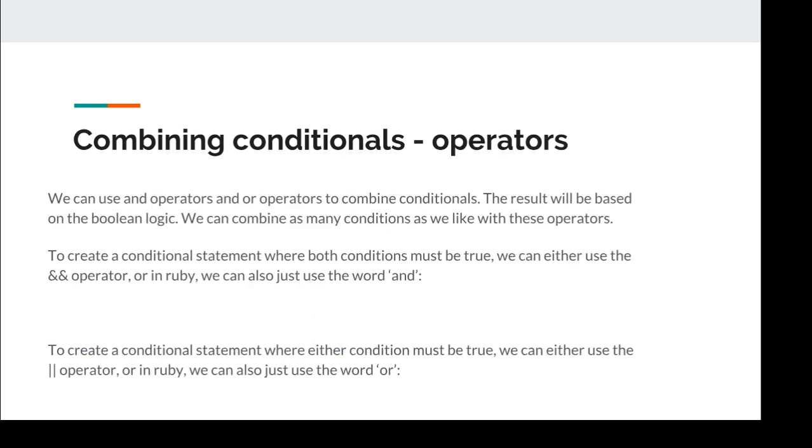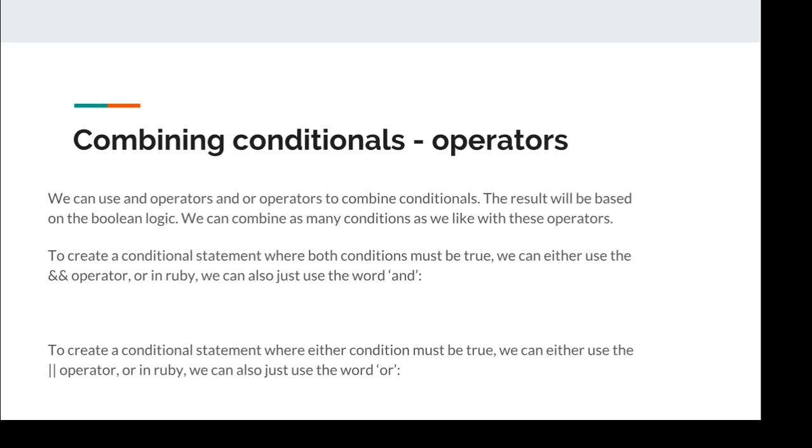So we can use and operators and or operators to combine conditionals. The result will be based on Boolean logic, based on those truth tables that we just looked at. We can combine as many conditions as we like with these operators. So you can combine 4 or 5 or 6 or 10 conditionals if you want. I wouldn't, okay? But you can. There's nothing to stop you from doing that. And the result is going to be based on the Boolean logic for those two operators, and and or.